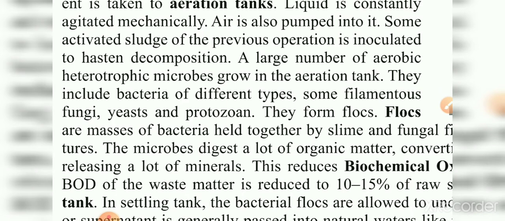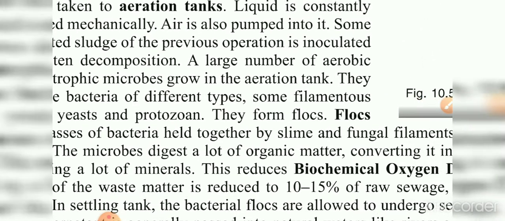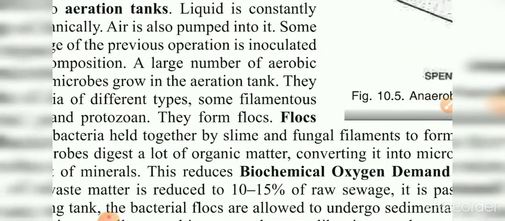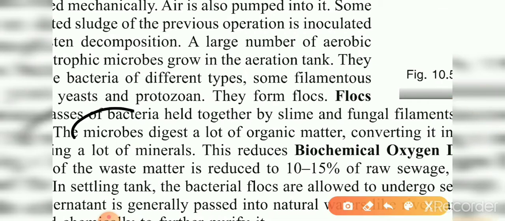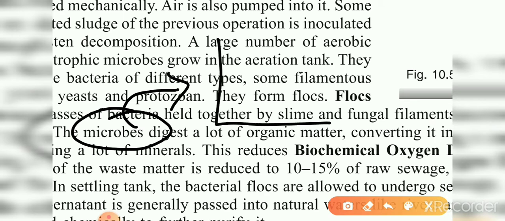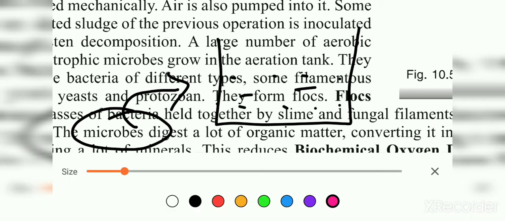And what is a flock? Flocs are the masses of bacteria which are held together by slime and filamentous fungal filaments to form a mesh. So that forms a mesh over that. Now what will happen? All these microorganisms, in that aeration tank where we have put the primary effluent, the flock has grown on top. This is your primary effluent. What has grown on top? The flock has grown. Suppose this is the flock, and in this flock there are various types of microorganisms.